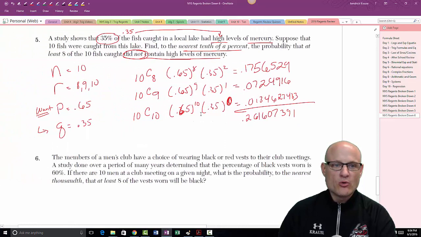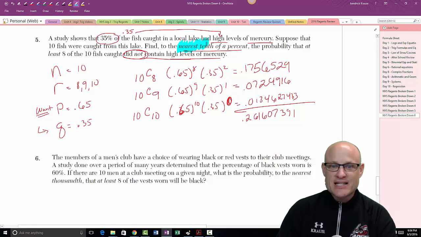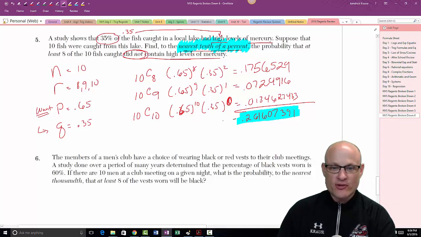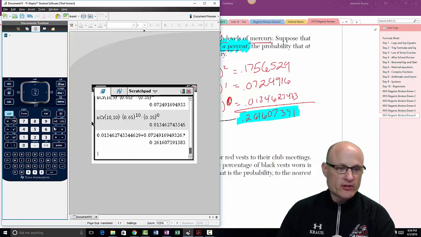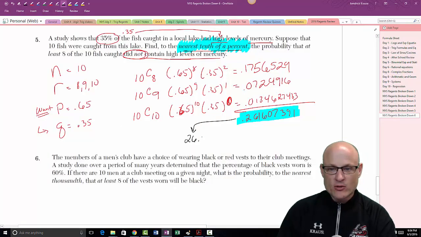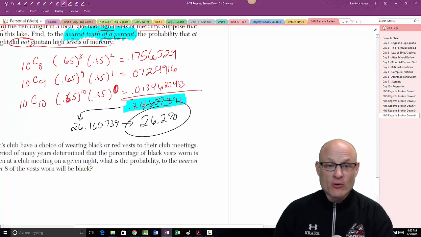So we're going to round it. Oh, whoa, whoa. This is what also makes this difficult. It says rounded to the nearest 10th of a percent. This is not a percent. This is a decimal. So the first thing I have to do is convert this to a percent. To convert it, you just multiply by 100 or move the decimal point twice. So you get 26.160739. Now I can round it to the nearest 10th of a percent. My final answer for this one is 26.2%.